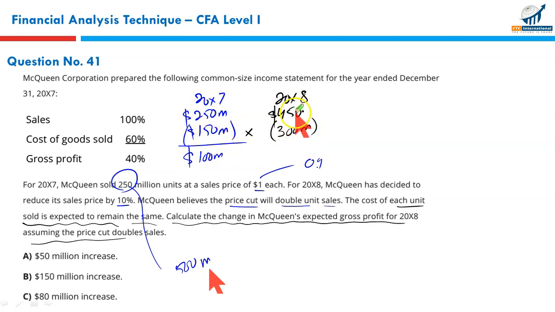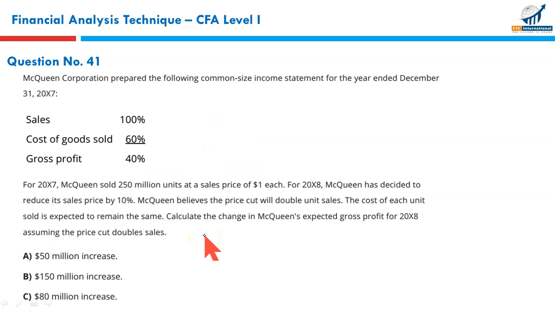And why the sales wasn't double? Because the selling price was reduced to 0.9. That's why the revenue is less than 100%, whereas the cost of sale will be twice as before. So your new gross profit would be 150 million, which is $50 million more than the gross profit last year. So that makes A to be the correct option.